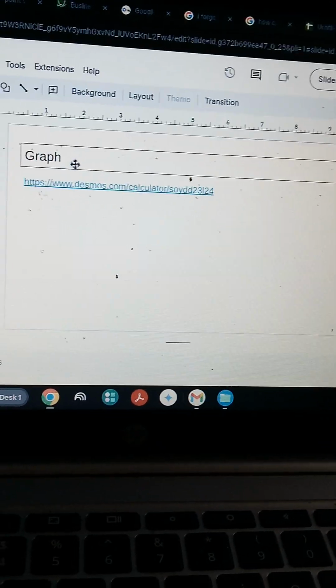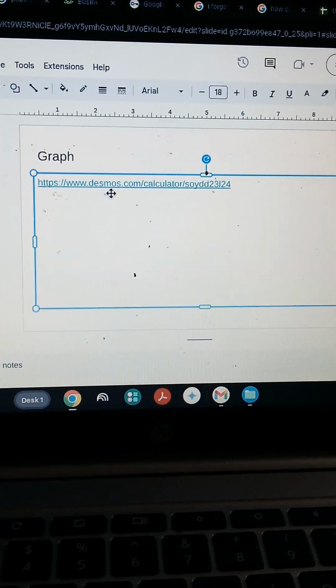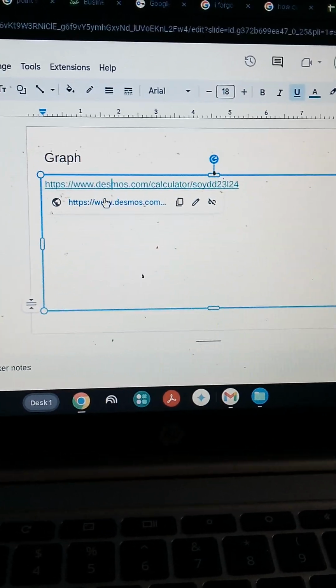Now, I used Desmos to graph it, and this is what the graph looks like.